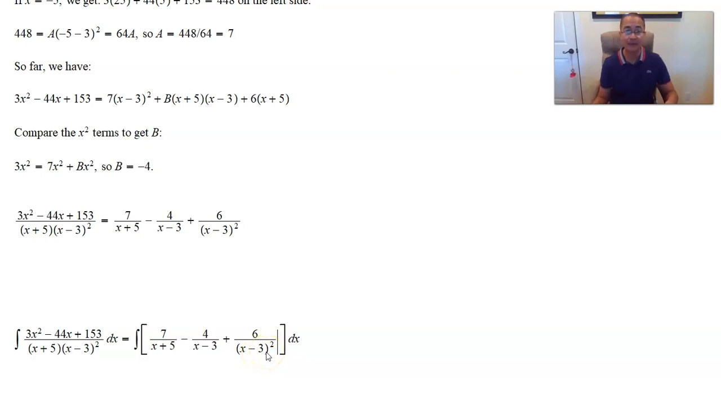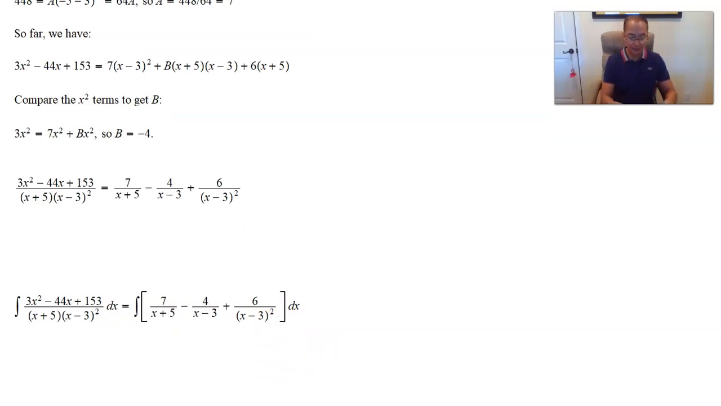It's above (x − 3)². Okay, so the first is to integrate like before: 7 ln of x plus 5 minus 4 ln of x minus 3. Okay, it's the last term now, which is slightly more complicated, but again, don't let looks fool you. That's just a u substitution as well. So u will be x minus 3. You have 6 over u squared, power rule: 6u to the minus 2. Add 1, you'll get u to the minus 1 over minus 1. So we did that all in our heads.